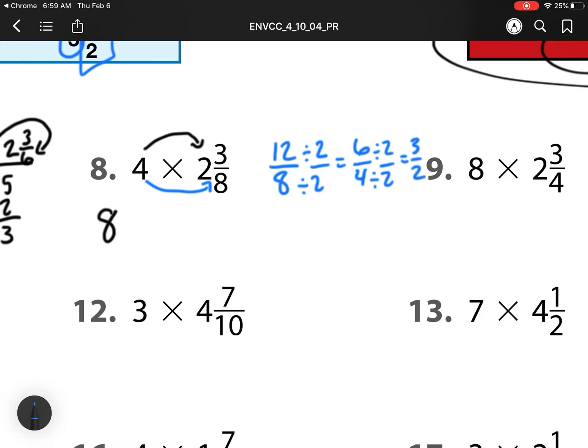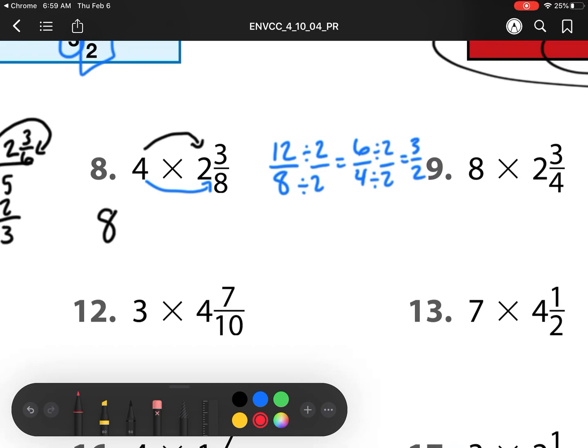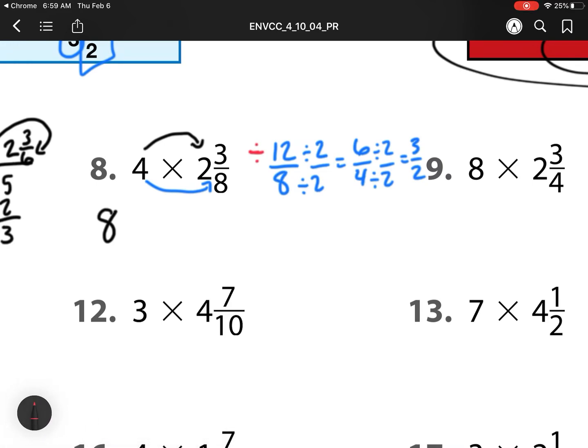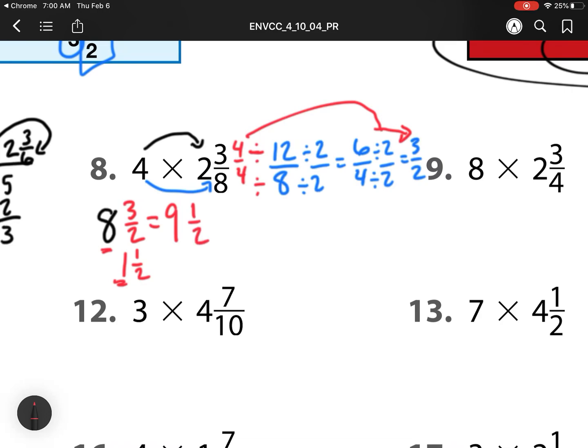What I could have done to start with at the very beginning, if I knew my factors well, is I could have divided it by 4/4, which then would have given me that original 3/2. So my final answer is 8 and 3/2, and I know I can rewrite 3/2 as 1 1/2. So I have 8 plus 1 is 9, and then I have a half left over.